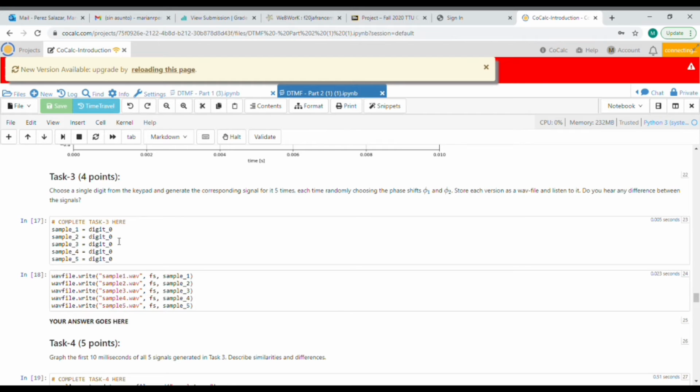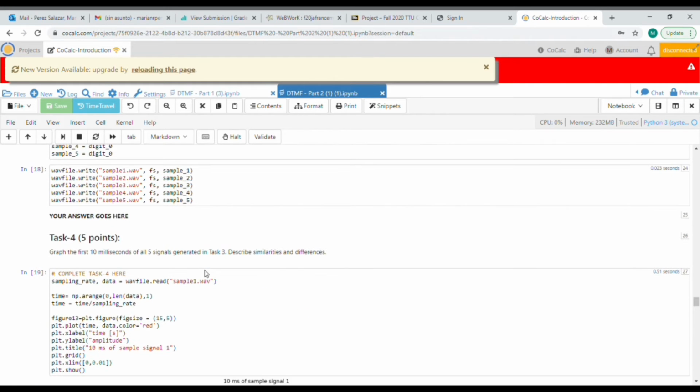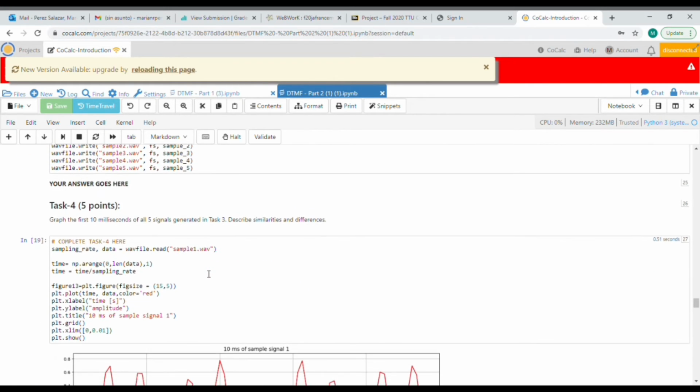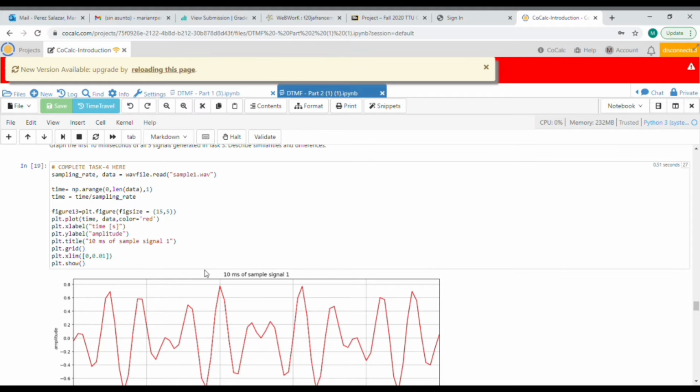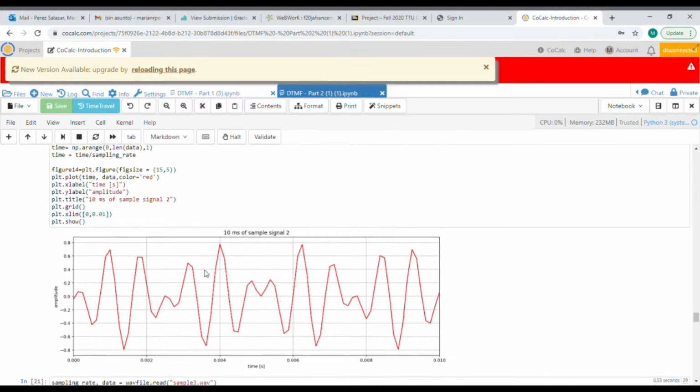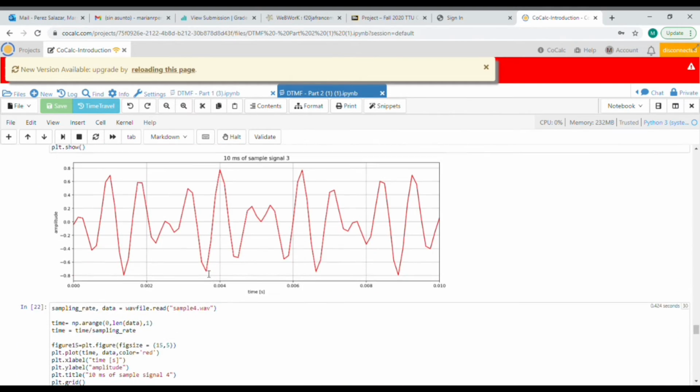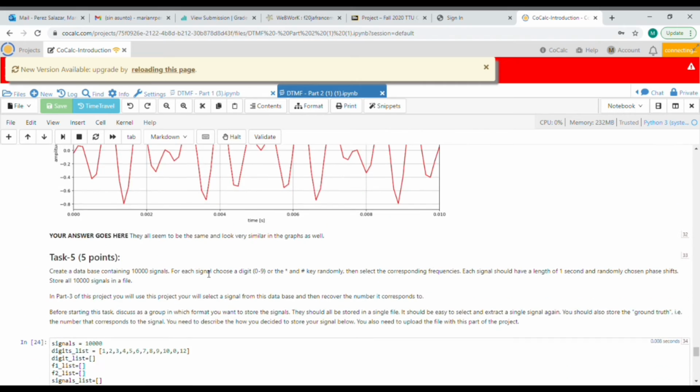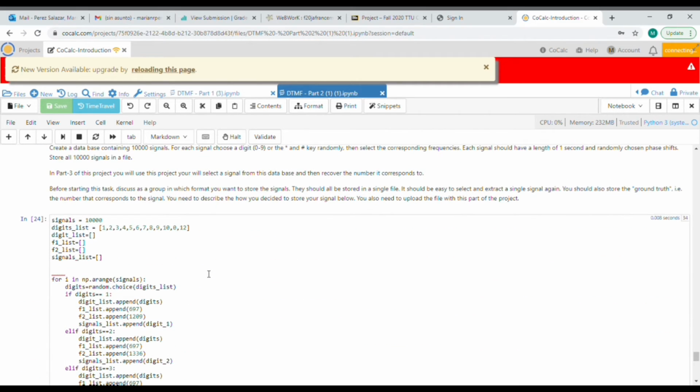Then in task 4, I graphed them and noticed that there was no difference at all in those sounds, nor in the graph, which we later realized was a mistake that will be explained later. The last part was very challenging for me. I was not able to do it, so my partner helped me.